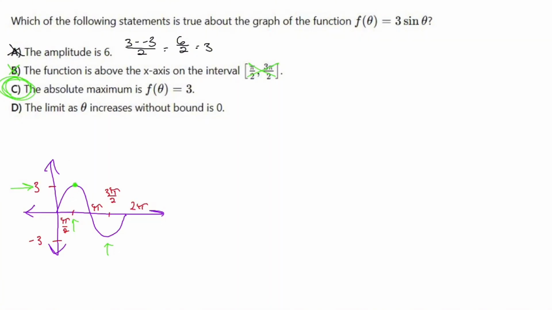Now let's see why D is not true. The limit as theta increases without bound is 0. So the limit as theta approaches infinity is going to be 0, which says that this is going to at some point level out to 0, which it never will because it's going to keep on going up and down and up and down and up and down forever. So there's no limit as theta approaches infinity. It just keeps going up and down. So D is not true either. So that's why C makes sense.